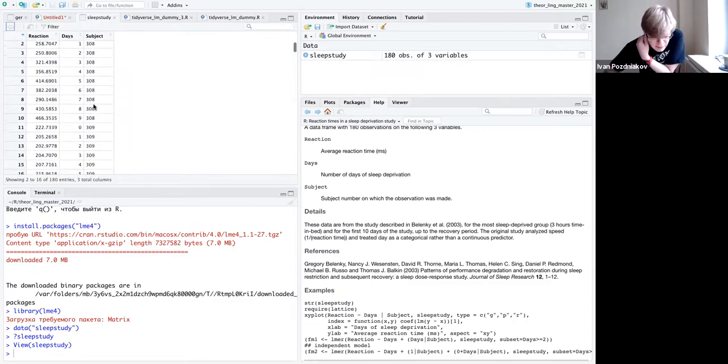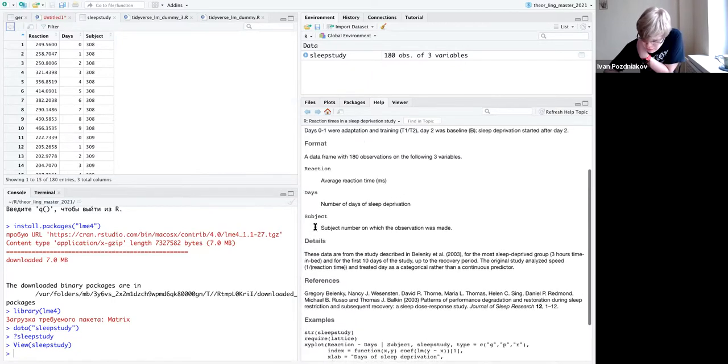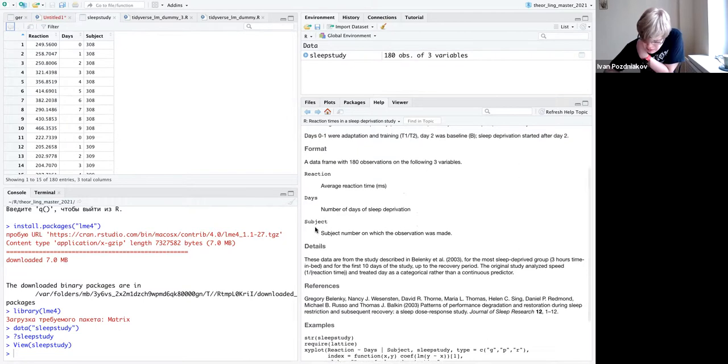So yeah, you have 9 days of sleep deprivation. Whoa. From the studies, for the most sleep deprived group. The participants were not fully sleep deprived, but they had like 3 hours of sleep. So something similar to students during deadlines, you know. But now you can explore how it really worsens your performance if you do not sleep well.